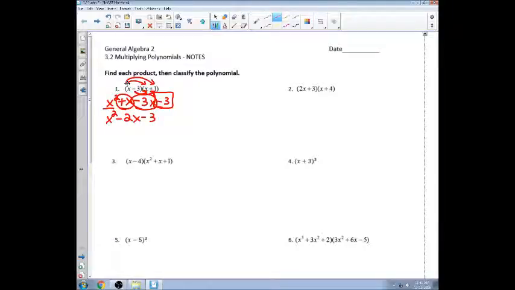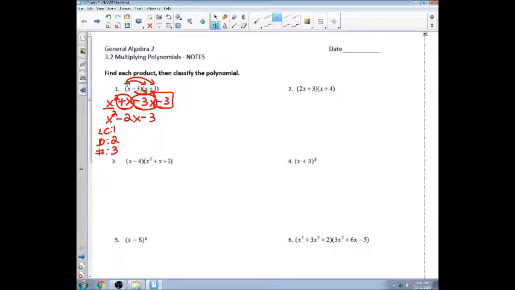If you remember from yesterday or from the 3.1 lesson, we need to go ahead and classify our polynomial. In order to do that, I'm going to write down my leading coefficient. In this case, it would be the number out front of my x squared, which is 1. I'm going to write down my degree, which is the highest exponent. In this case, that would be 2. I'm going to have the number of terms. In this case, that would be 3 terms.